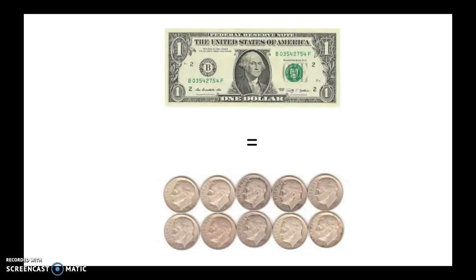So remember, dimes are worth 10 cents. So we're going to count them by tens. So let's count. 10, 20, 30, 40, 50, 60, 70, 80, 90, 100 cents. You did it. So 10 dimes makes 100 cents, which equals $1. You're doing a great job.